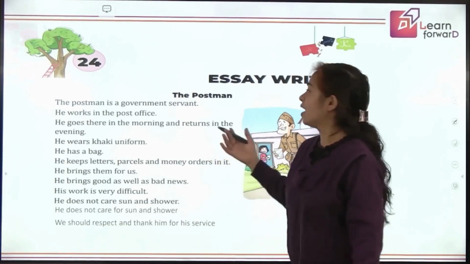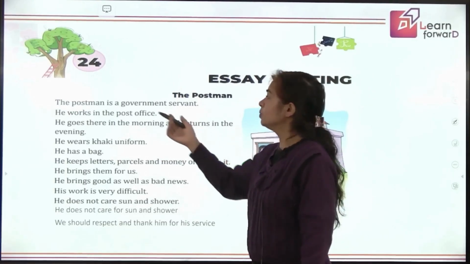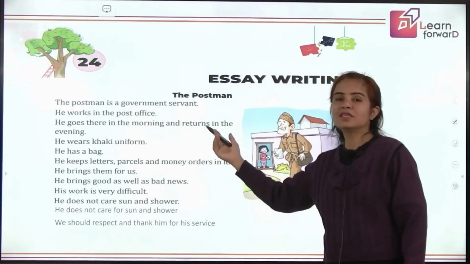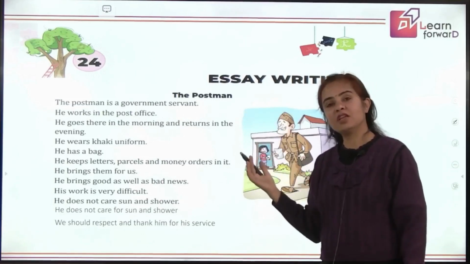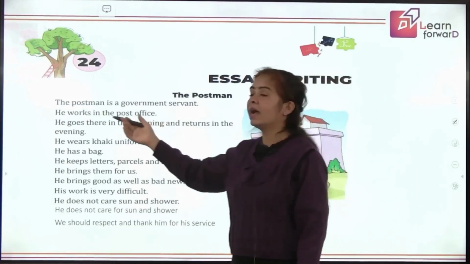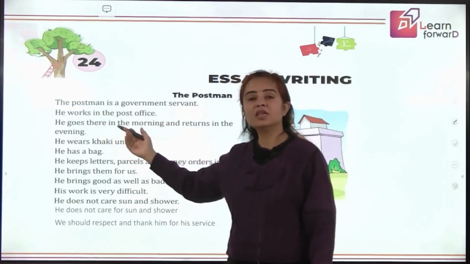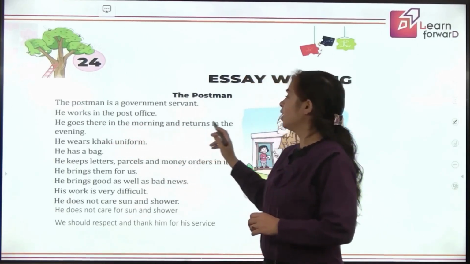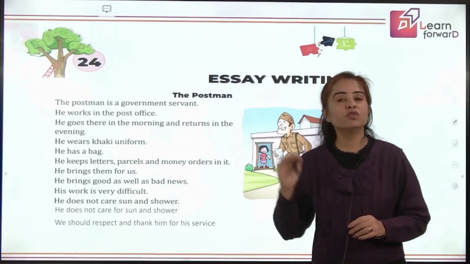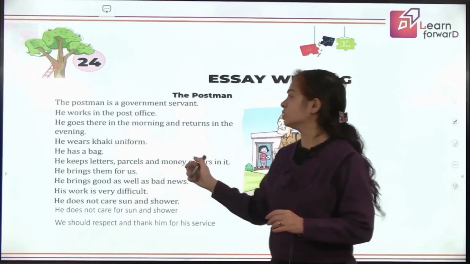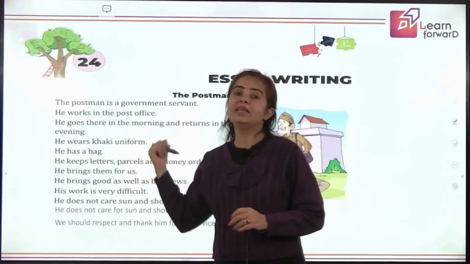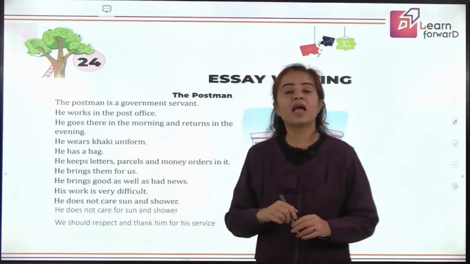Like we have an essay here on postman. Who is the postman? The postman is a government servant. So he gets his salary from the government. And where does he work? He works in the post office. He goes there in the morning and returns in the evening. So we are telling his routine after this. Now, what does he wear? He wears khaki uniform and he has a bag. You can also say he carries a bag.